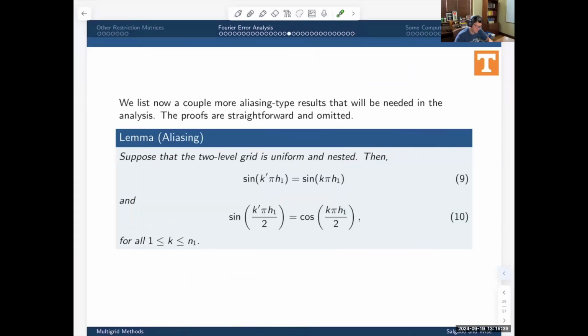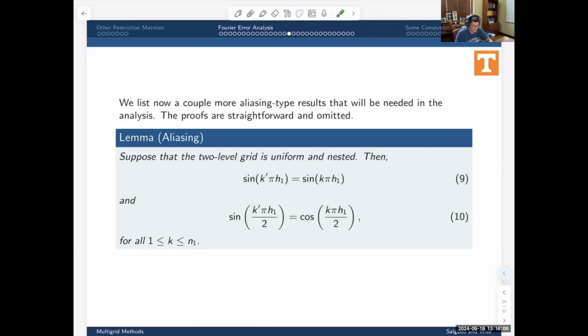To do this one, there are two parts. For the second part, which I'm not going to do, I'm going to throw it to a homework exercise. It's useful to know two extra aliasing results. So now I'm going to abuse the notation "aliasing."